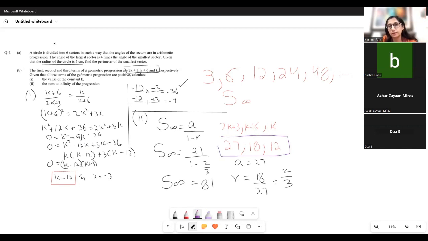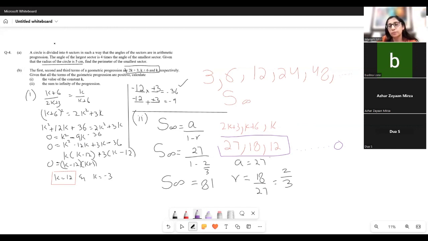First value is 27, next value is 18, next value is 12. Every value is being multiplied by a number that is smaller than 1, so that the next value is smaller than the previous value. So what happens is that eventually it becomes very close to 0. You start getting answers like 0.001, 0.2 into 10 raised to power minus 50. So it almost becomes 0, so its sum to infinity can be found.